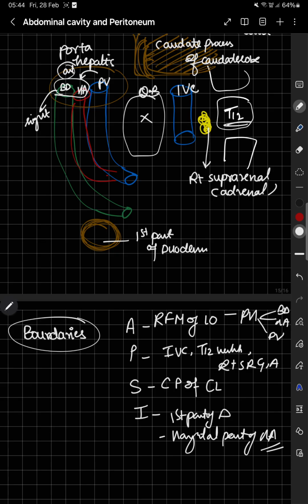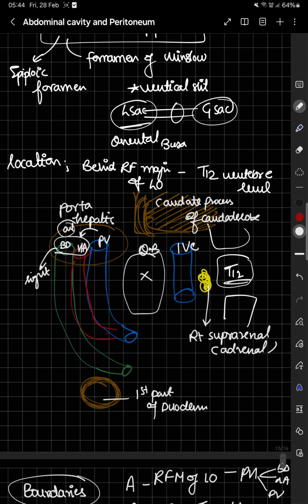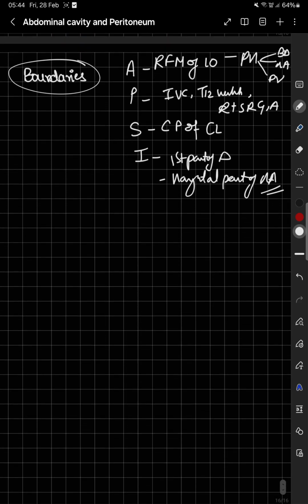So this is all about epiploic foramen. We have discussed its boundaries, what is its function and how is it basically formed. Okay, so this is all about epiploic foramen.